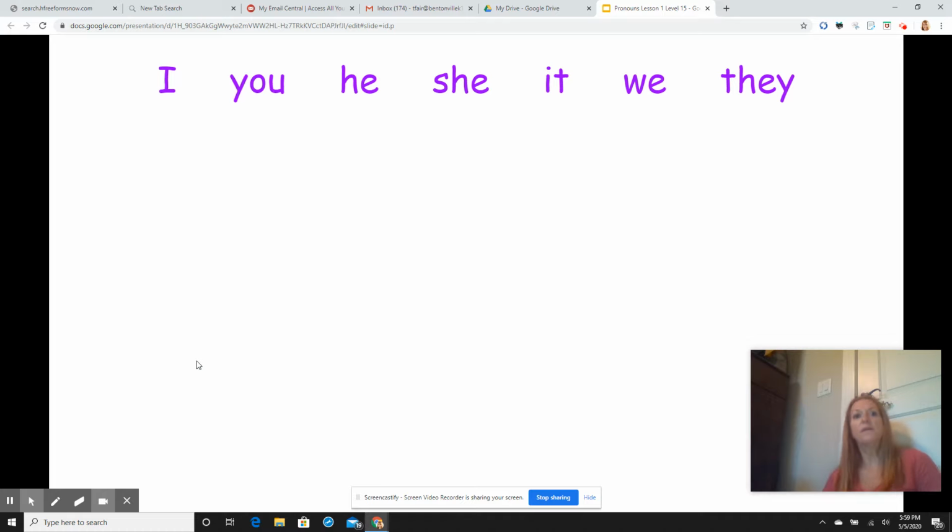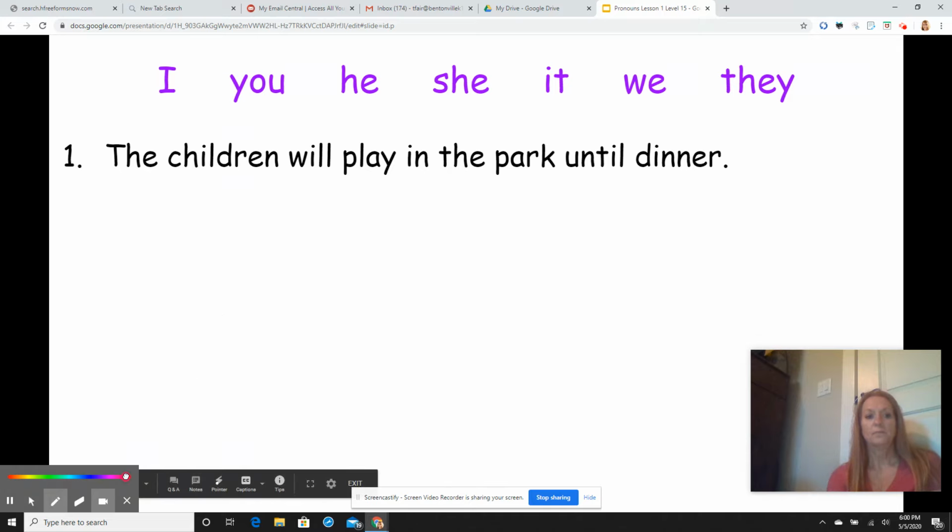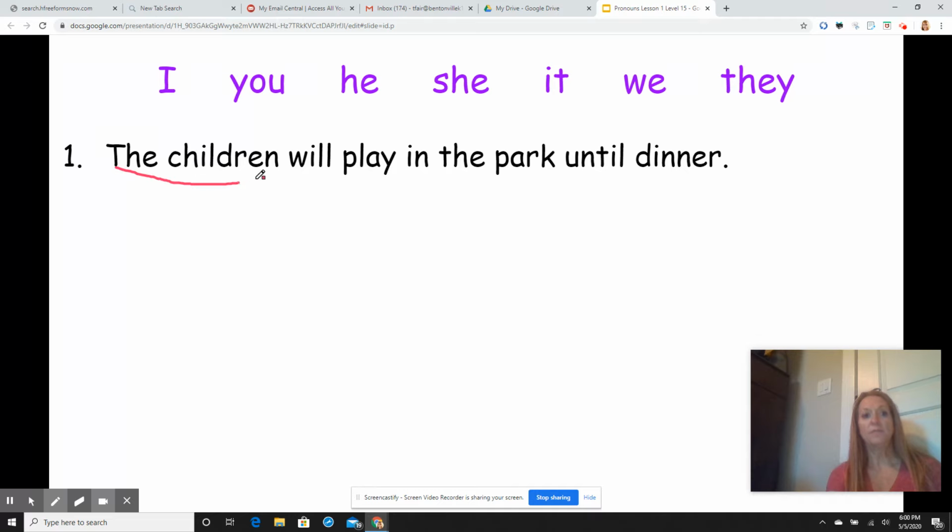Let's look at this next. These are all the subject pronouns: I, you, he, she, it, we, they. Okay, let's look at these sentences. We're going to try to decide. There's the first sentence: the children will play in the park until dinner. What is the subject of this sentence? All right, the children. That's what the sentence is talking about. Which one of these pronouns could we use to replace the children? That's right, I know you said the right word. It is they. They will play in the park until dinner.